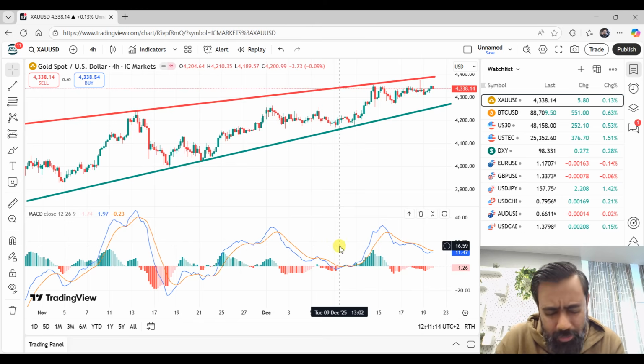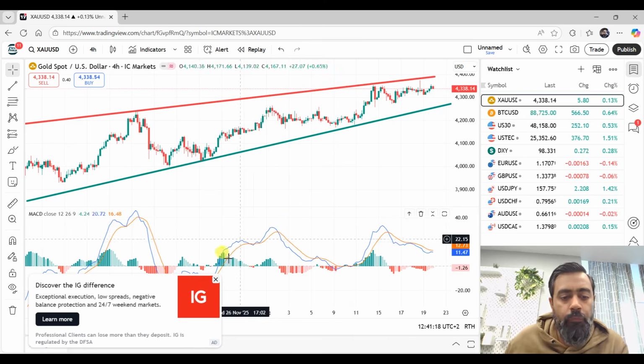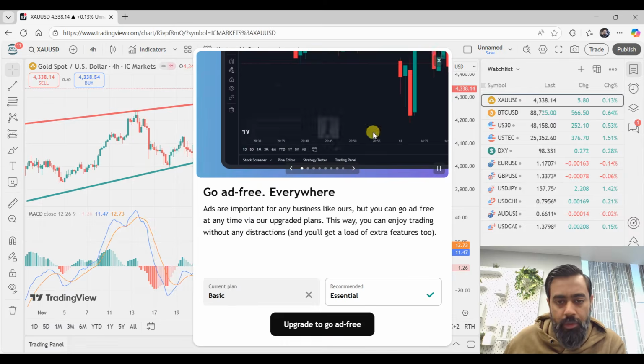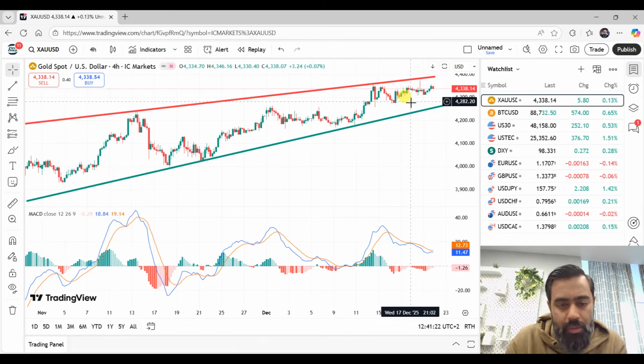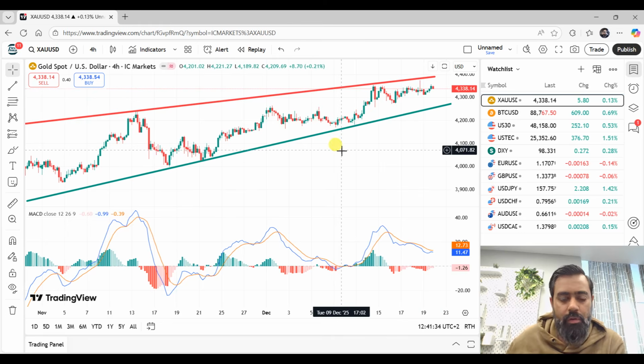Guys, always keep one thing in mind. TradingView is only made to view your charts. Your executions always happen on your MT4 or MT5. So never end up reading your charts on MT5 or MT4. That's only meant for trading. Viewing, reading the candles, reading the wicks, reading the indicators, everything happens on TradingView.